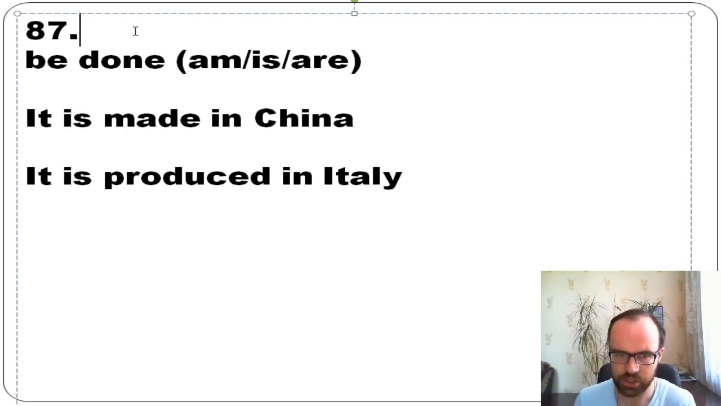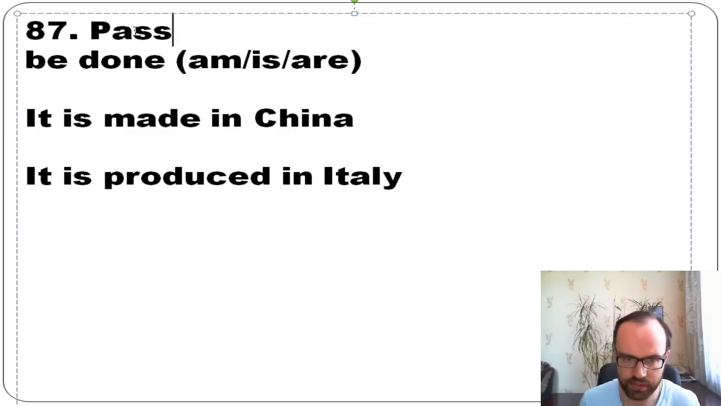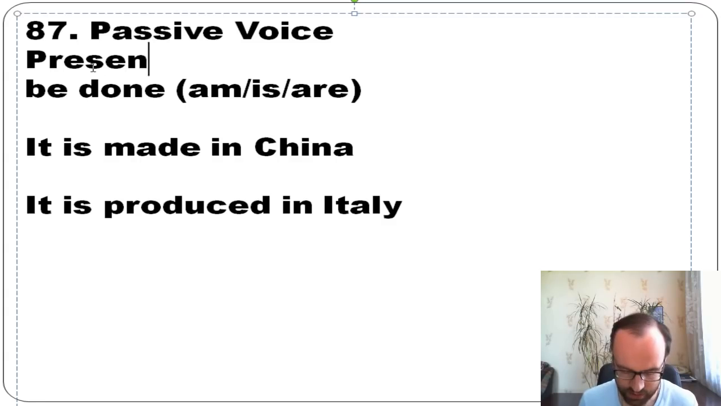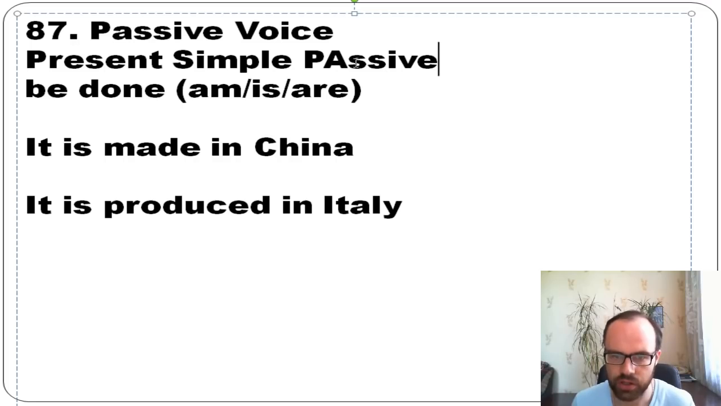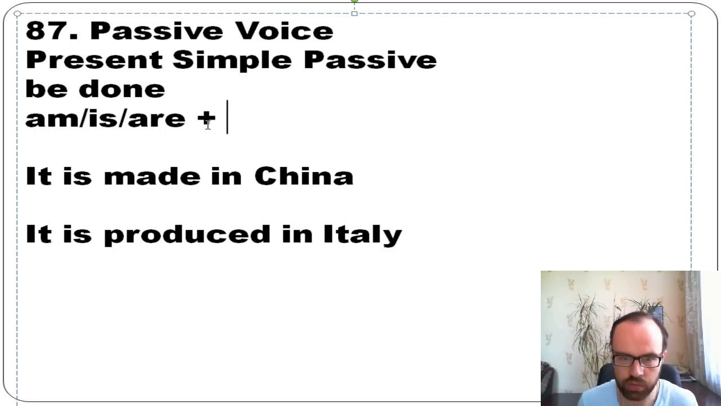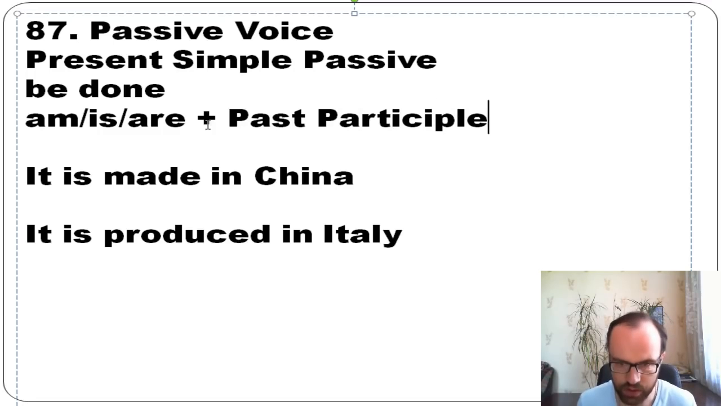So next let's look at passive voice. Okay, passive voice and present simple passive. So look, the formation is the following: be done. It means am, is, are, the form of to be, plus past participle, the third form. Look, it is made in China. It is produced in Italy.